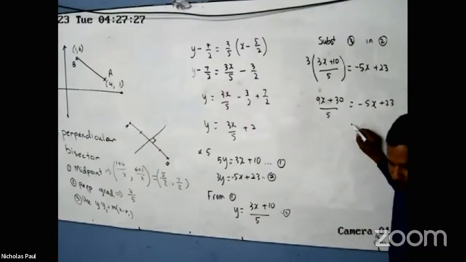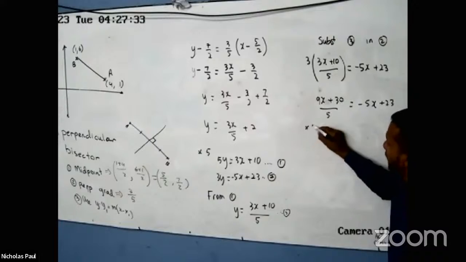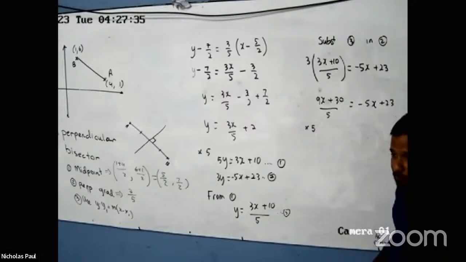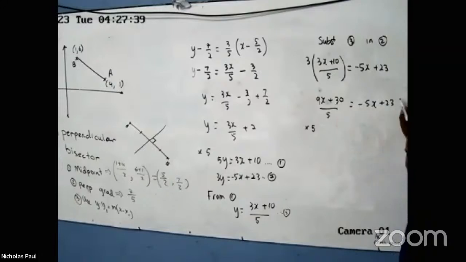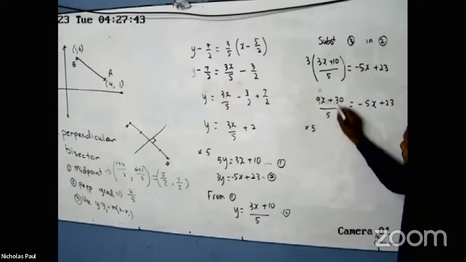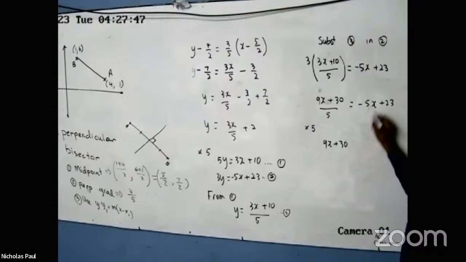What's the problem here? Fraction. You don't want to work with a fraction, so you're going to multiply by 5. You multiply this by 5, this by 5, this by 5, every term. So 5 by this will cancel off. You'll get 9x plus 30. 5 by this, minus 25x. 5 by this, 115.